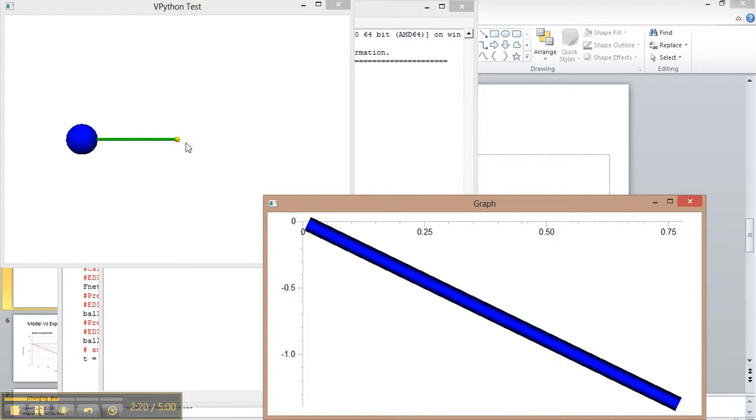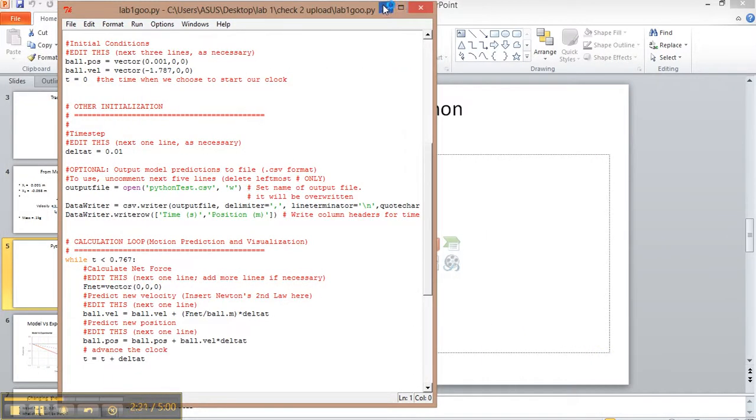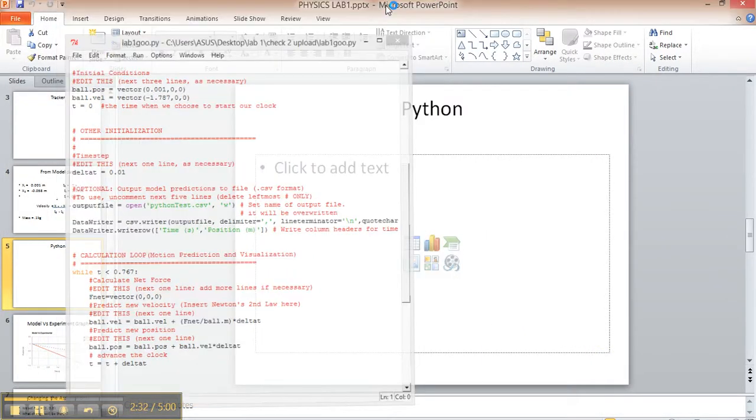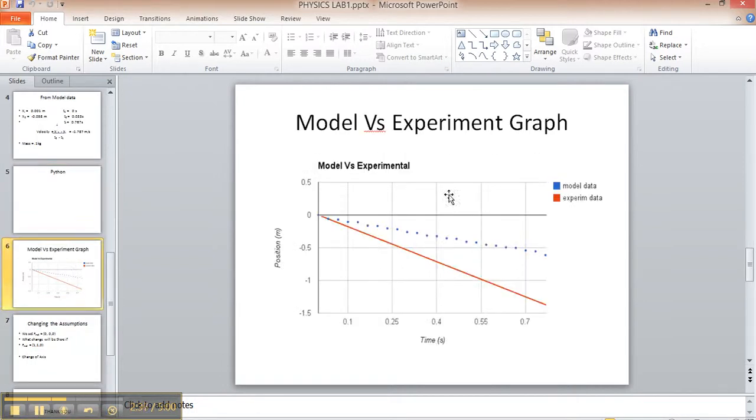As you can see, the object is moving in the negative x direction and we got the desired graph. So this is a pretty good graph for my calculation and for my experiment. And I plotted the experimental versus model graph, and as you can see, the blue dotted line is the model position and the red line is for the experimental data.